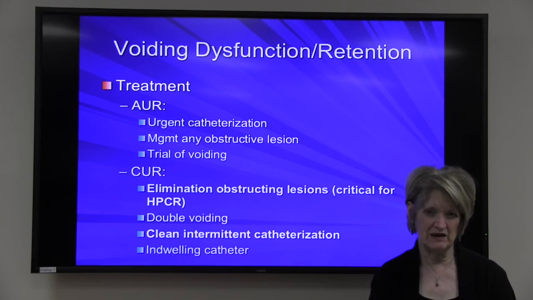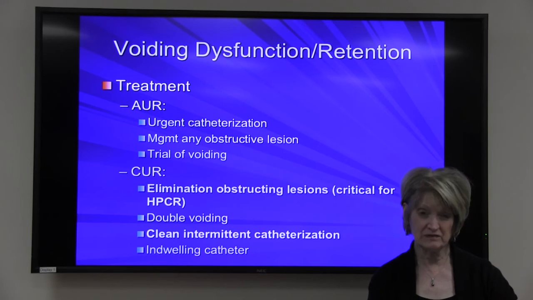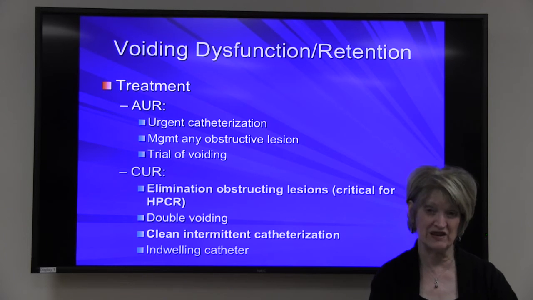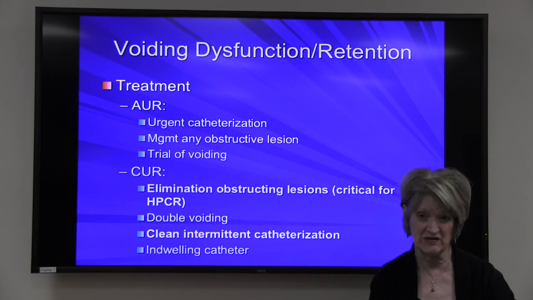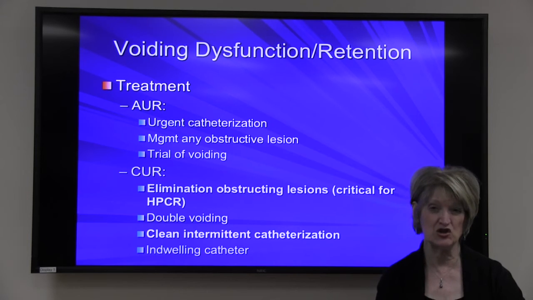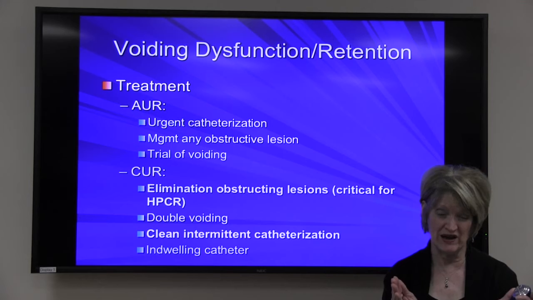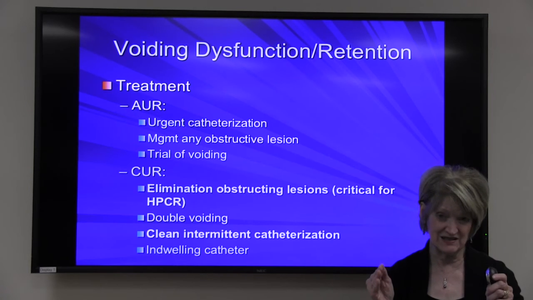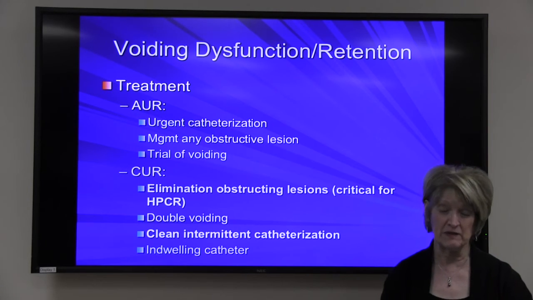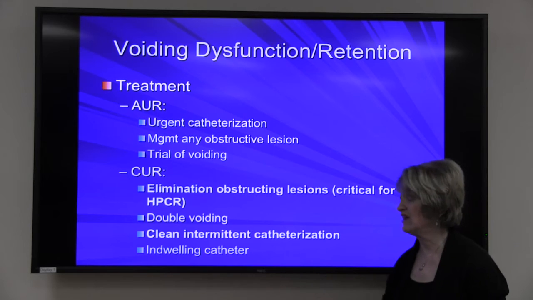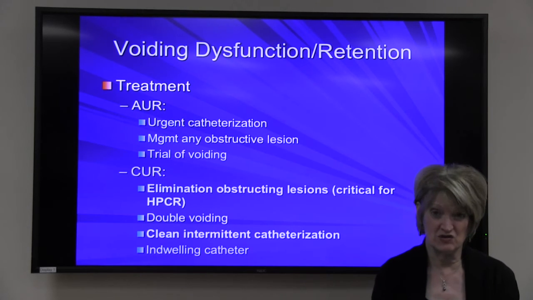The thinking being, if you go with 400, first void you eliminate 150, so now you're down to 250. If you wait a couple of minutes and you again initiate a void and you can void 75 more, now you're down to 175. So it helps you reduce the rate at which the bladder overdistends and hopefully keep the patient out of trouble. Indwelling catheter, last resort. We really don't want to go there.